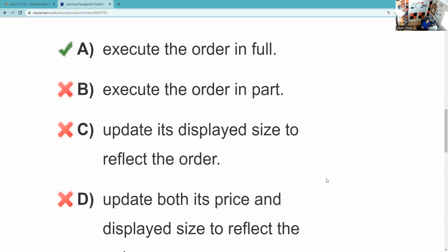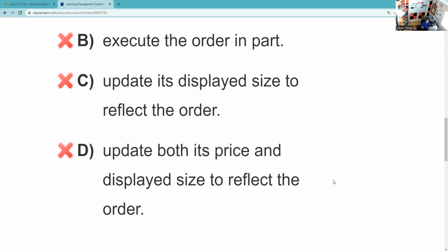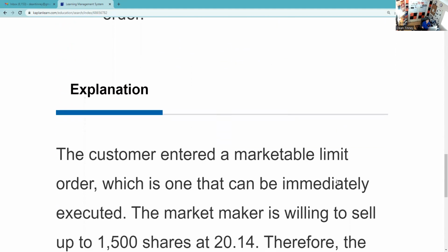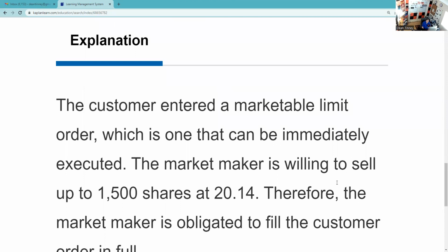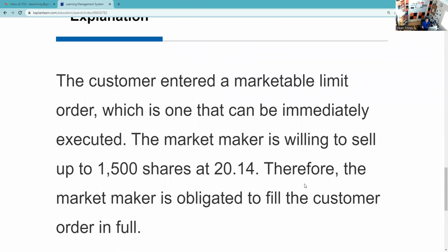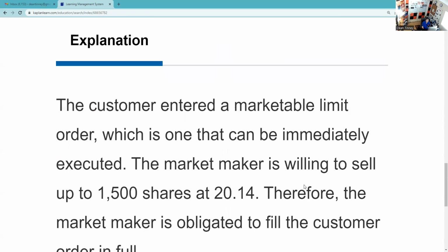Okay, let's see what our subject matter expert at Kaplan, Bill James, good friend of mine, has to say as an explanation. The customer entered a marketable limit order, which is one that can be immediately executed. The market maker is willing to sell up to 1,500 shares at 2014. Therefore, the market maker is obligated to fill that customer order in full because, again, the customer wants to buy 1,000, I sell up to 1,500 at the price, marketable limit order. So hope you found that helpful.